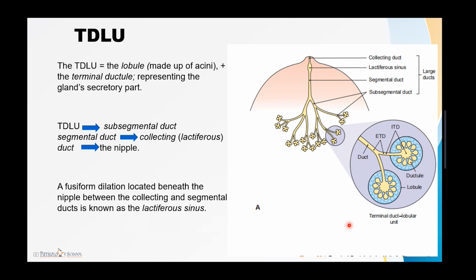The terminal duct lobular unit represents the glandular secretory part. The terminal duct lobular unit then continues as a subsegmental duct, which then continues to the segmental duct, and then the collecting or lactiferous ducts, which then open into the nipple. Just before opening into the nipple, there is a fusiform dilatation, which is called the lactiferous sinus.